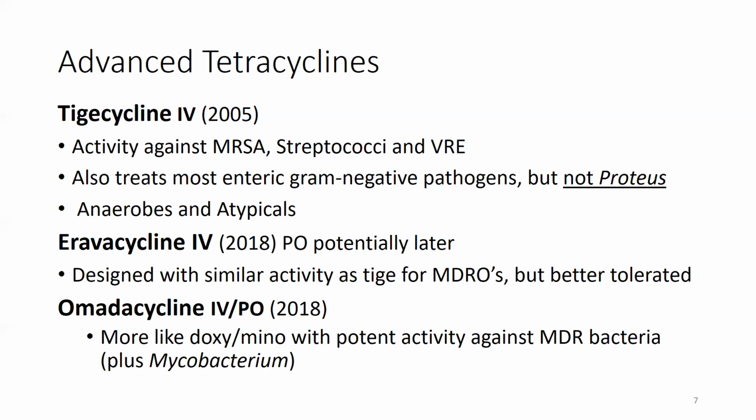Omadacycline is the oral advanced tetracycline available now, and it is a little bit more like doxy and minocycline, which had the best gram-positive activity, really potent against those multi-drug resistant bacteria, and seems to be somewhat better tolerated than at least tigecycline. So new, it's hard to tell. We've only used it for a couple cases of mycobacterium infection, and that's one of its niche uses that is still emerging and we don't have a lot of data on. But those are pretty tough to treat, the non-tuberculosis mycobacterium.